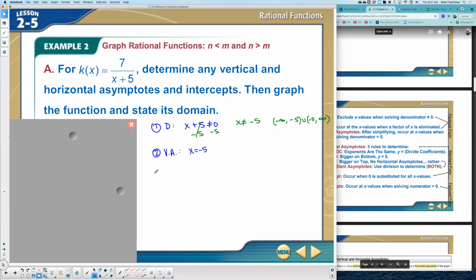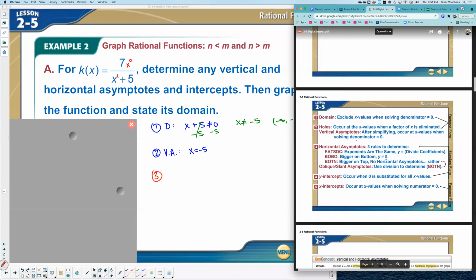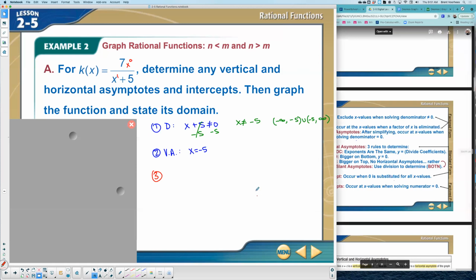Third is the horizontal asymptote. So the horizontal asymptote this time, when I check out my powers, I do not have a power of x in the top. It's kind of like having x to the power of 0. Are my exponents bigger on top, bigger on bottom, or the same? Bigger on bottom. So the rule for bigger on bottom is y equals 0. That's why it says, looks like Bobo. Bigger on bottom, y equals 0. So this one will have a horizontal asymptote, and that horizontal asymptote will be at y equals 0.